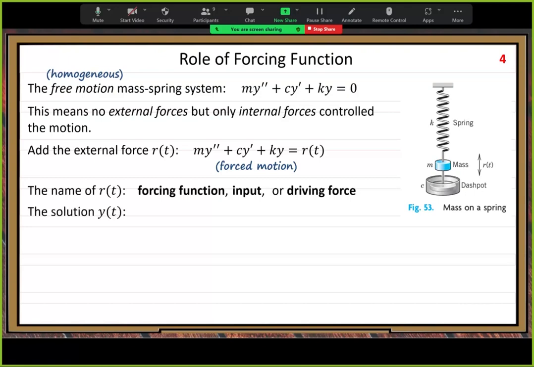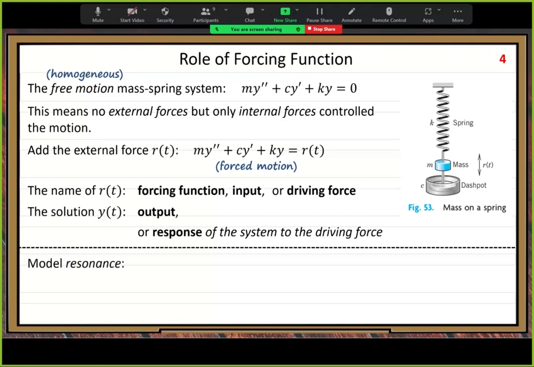The solution, the y of t function, we call it output, as we did in chapter 1, or response. You see this response frequently in the interpretation, so you know that's the y function, the response of the system to the driving force. Sometimes in word problems you see wording like the driving force response, so you know what they are talking about.